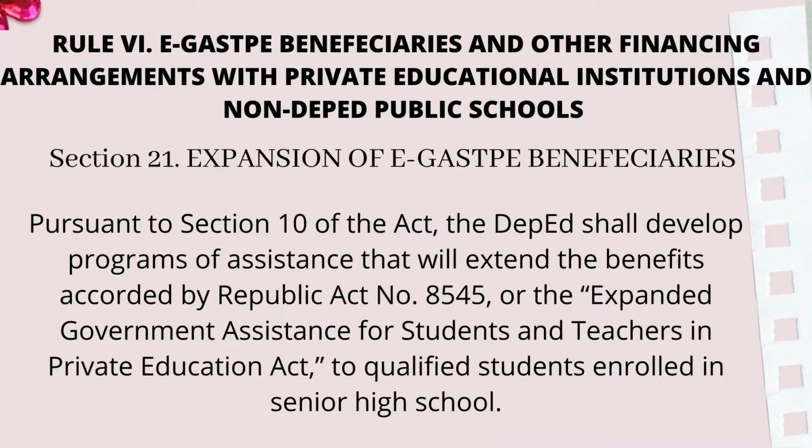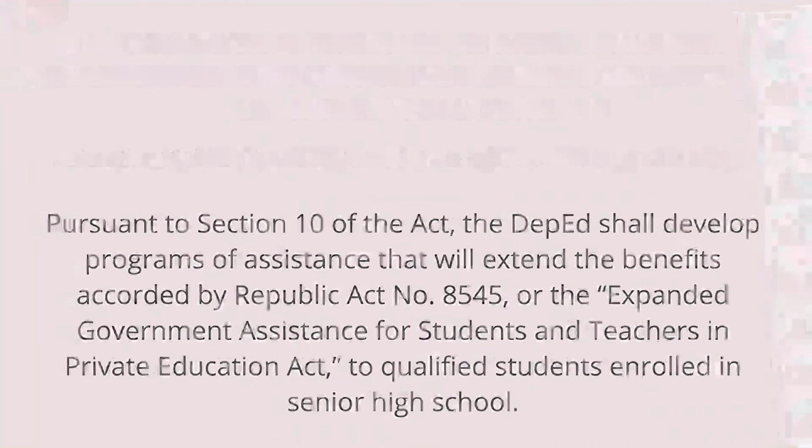Rule number 6. EGASP beneficiaries and other financing arrangements with private educational institutions and non-DepEd public schools. Section 21. Expansion of EGASP beneficiaries. Pursuant to Section 10 of the Act, the DepEd shall develop programs of assistance that will extend the benefits accorded by Republic Act No. 8545, or the Expanded Government Assistance for Students and Teachers in Private Education Act, to qualified students enrolled in senior high school.